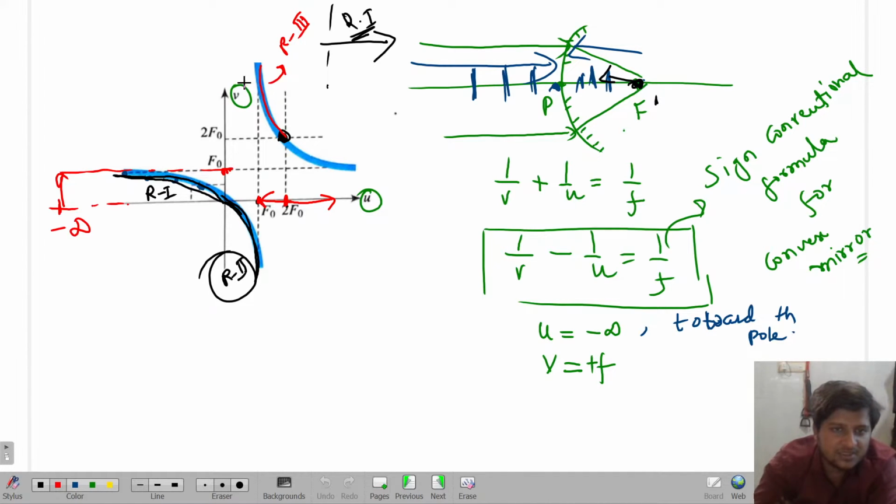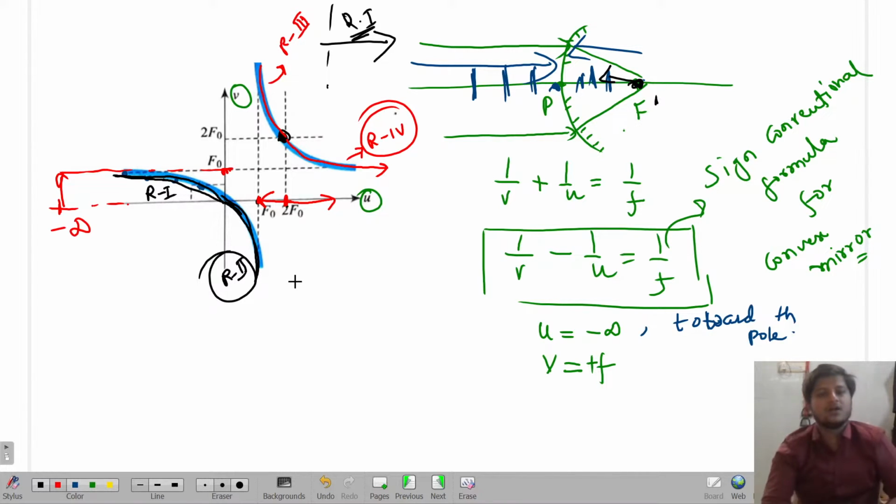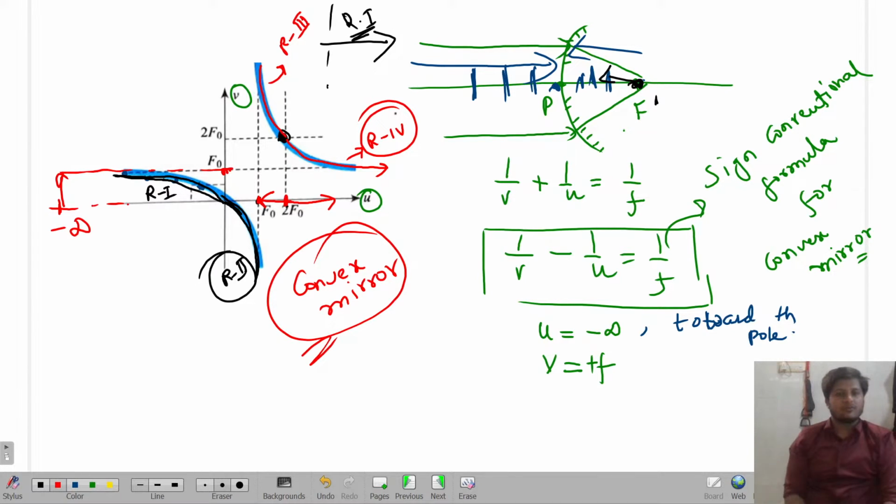So when you are moving away from the center of curvature, the size of the image and the image distance are decreasing from the center of curvature towards the focus. Understood or not? So this is for R4 of the convex mirror. Understood, Gagan, or not? Tell me, all of this property of the 1 by v versus 1 by u for convex mirror. Yes or no? Are you able to understand this graph? Yes, sir.